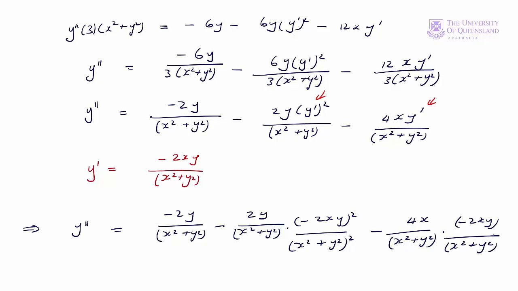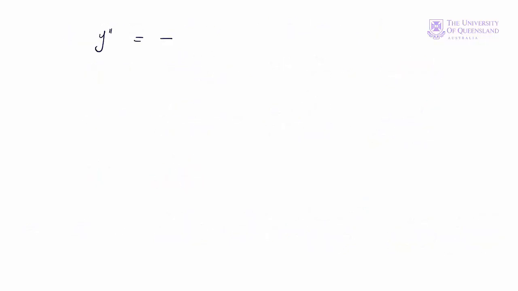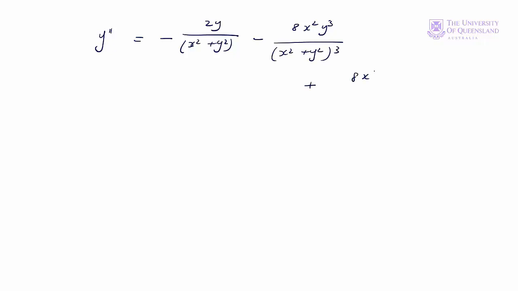We can simplify that. We need to be careful. We have a minus sign here, but it's squared, and another minus sign here. Y prime prime is equal to minus 2y on x squared plus y squared. We end up with a minus sign here because the minus 2xy was squared. 8x squared times y cubed in the numerator over x squared plus y squared all cubed plus minus 8x squared y divided by x squared plus y squared all squared. Now we have an explicit function for y prime prime.